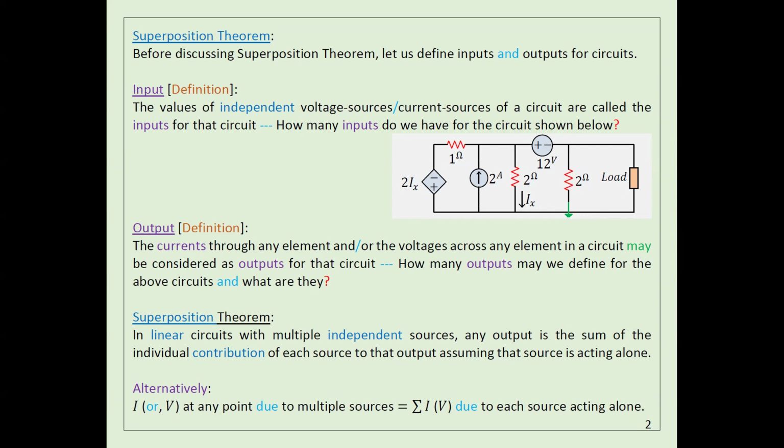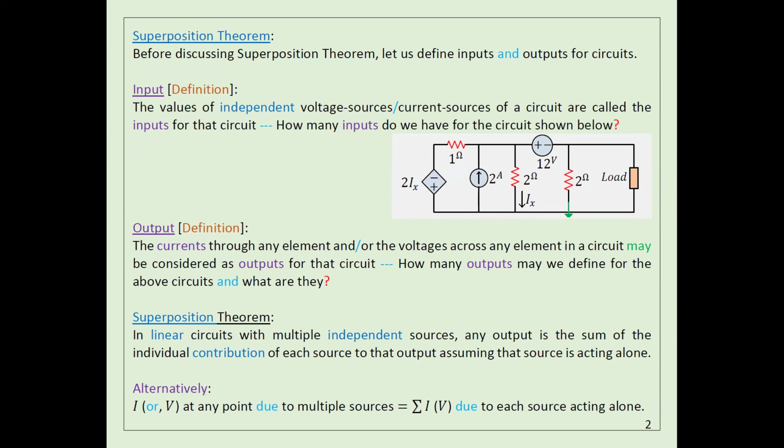You can do the same thing if you have more sources. If I have 10 sources, I can keep only one, cancel the other ones, and calculate the current. Then do the same thing for the second source, and so on, and the final current is the summation of the currents produced. When I keep one source, I see how this source contributes to the current here, and then when I keep this one, I see how this source contributes to the current here, and then I have to add the two contributions together.